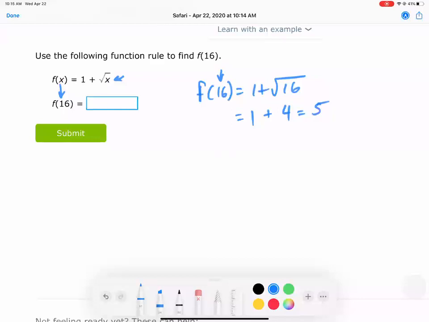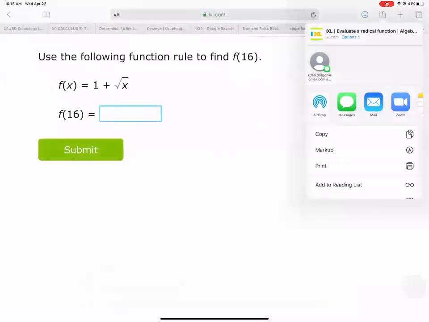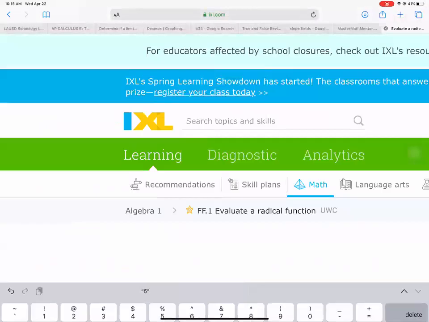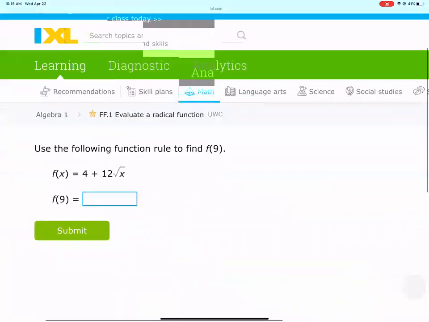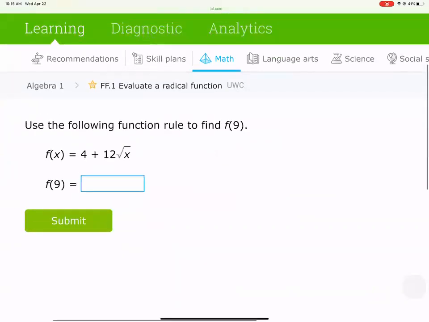Do the problems actually get that much harder when it comes to plugging in for these functions? The answer is no. So let's try another one. Let's go ahead and hit done here. We said the answer was 5. Great job. The next question is a very similar process. I'm going to plug in 9 now.